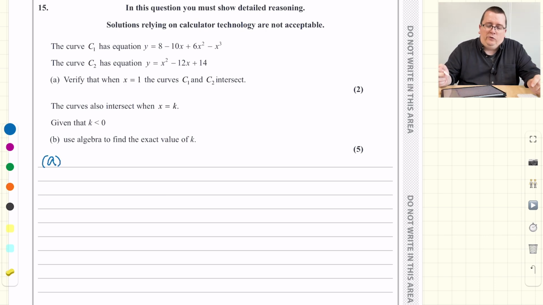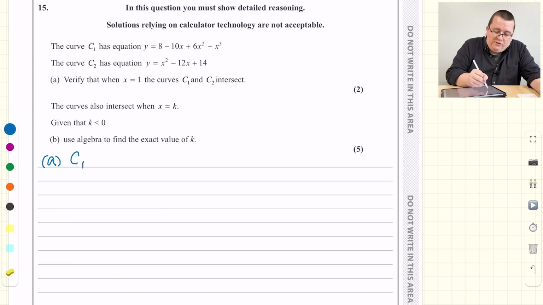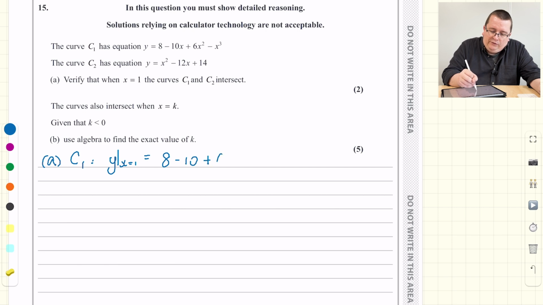Verify that when x equals 1, the curves C1 and C2 intersect. So I need to substitute x equals 1 into the two curves. So for C1, substituting x is 1, we're going to get 8 take away 10 plus 6 take away 1. So 8 take away 10 is minus 2, plus 6 is 4, take away 1 is 3.